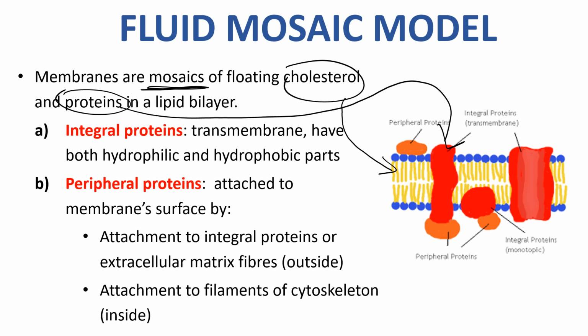The proteins can be in different places. So integral proteins are the ones that go all the way through. So this large one here and this one here, we call those integral proteins because they're going from the top to the bottom. But then you have peripheral proteins that are actually just attached to the outside.